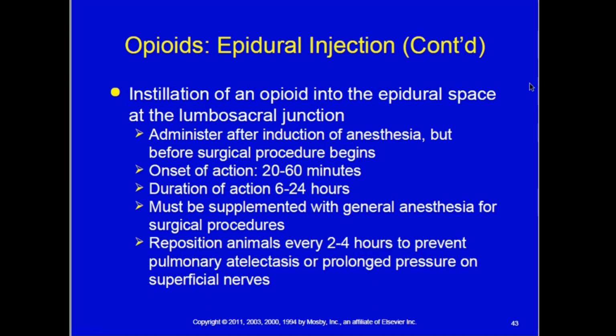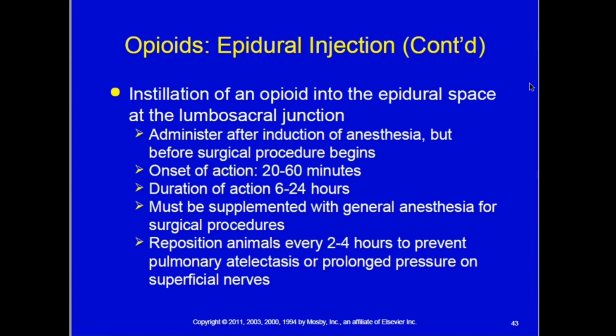Onset of action is around 20 to 60 minutes. Duration of action is around 6 to 24 hours. It may increase if we use some other additives. It must be supplemented with general anesthesia for surgical procedures. For example, if we are doing surgery in the thoracic cavity or the abdominal cavity, these epidural opioids we have to supplement along with paracetamol, ketorolac, and other NSAIDs.